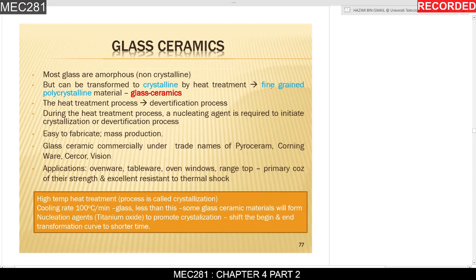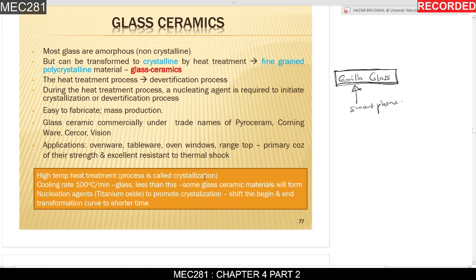For extra information, and just for your general knowledge, what is the Gorilla Glass? Have you ever heard of the Gorilla Glass? I guarantee you, everyone, you at least have Gorilla Glass under your possession. Yes, because Gorilla Glass is used in your smartphone or tablet. Okay, what is the Gorilla Glass? If you want to know extra information, just search in Google, what is the Gorilla Glass and why Gorilla Glass is used in the smartphone instead of other types of glass.